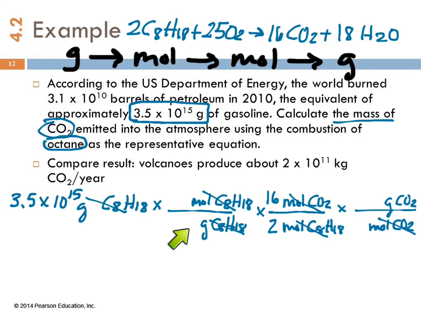Then we need the molar mass of octane for the first term and the molar mass of CO2 for the second term. So we'll just make a little note down here. It's always a good idea to write out your molar mass calculations, just so you can look back if you made a mistake and see what went wrong. So 8 times the mass of carbon and 18 times the mass of hydrogen.